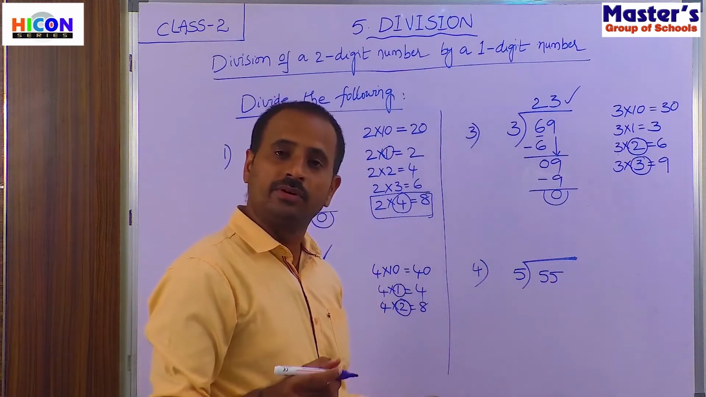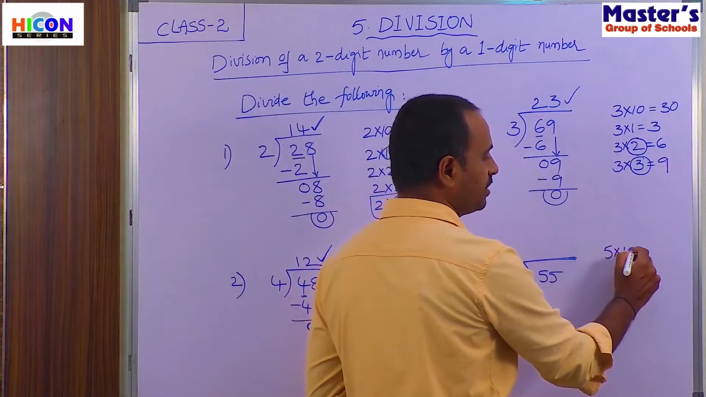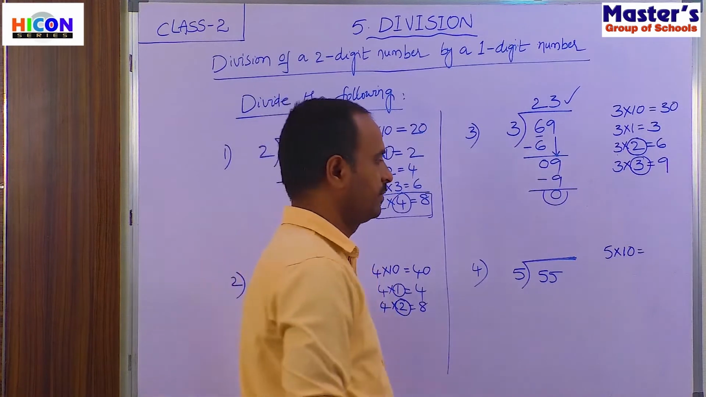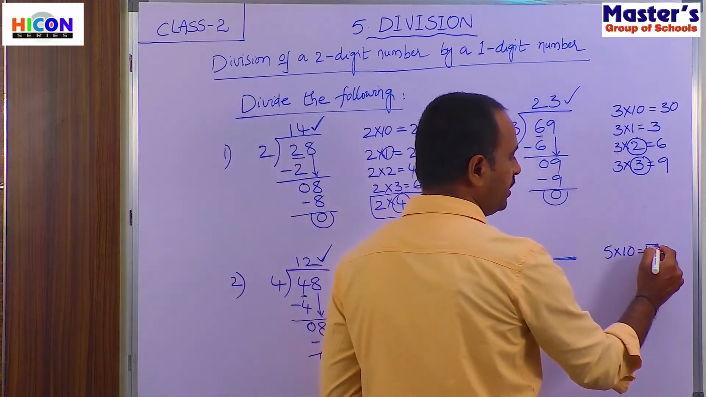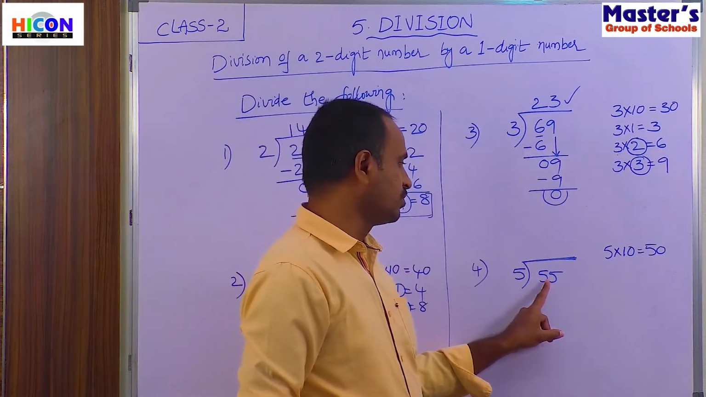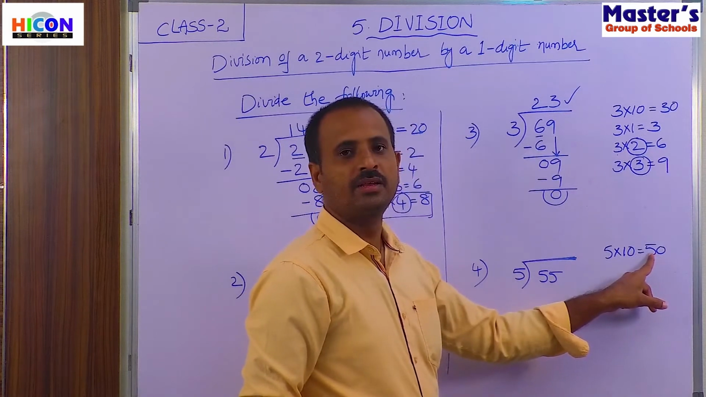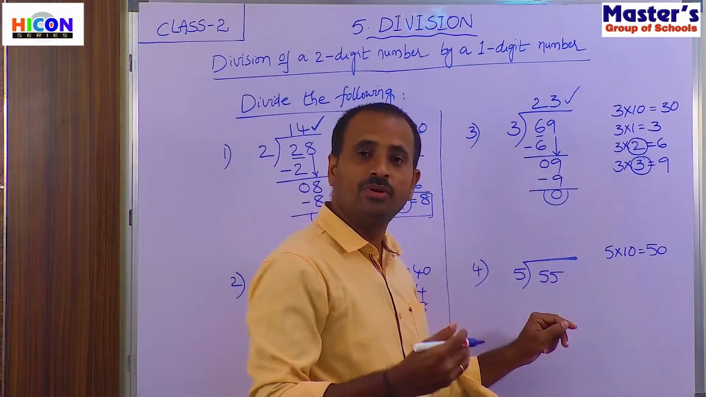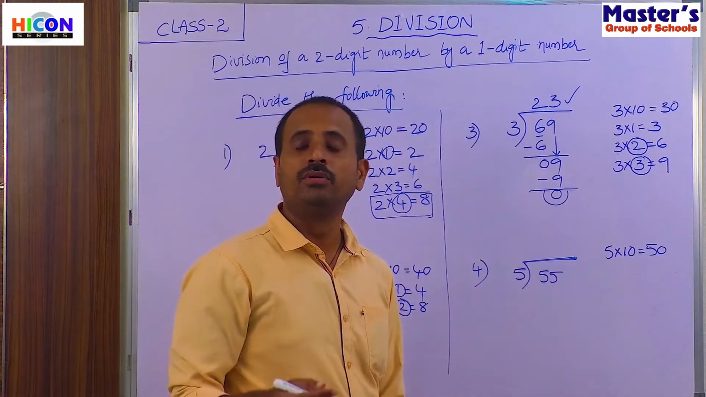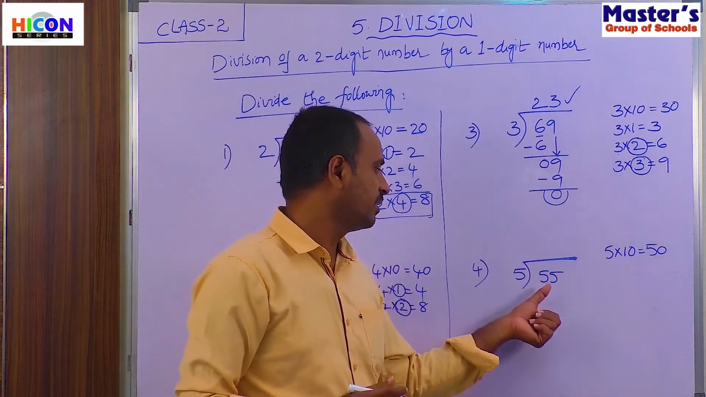We have learned only up to 10 times. If you take 10 times 5, that is 5 tens are. Children, how much are 5 tens? 5 tens are 50. But the given dividend is 55 and it is more than 10 times, more than 50. So if the given dividend is more than 10 times the number, then we have to do the division by taking each digit separately in the dividend.